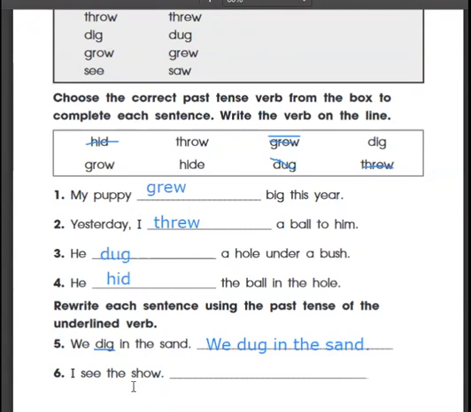Number 6, I see the snow. What is it I am doing? Let's go ahead and underline see. That's the verb, the action word. But if it's in the past, today I see the snow. Yesterday I saw. S-A-W. So we're going to rewrite this sentence also. I saw the snow.